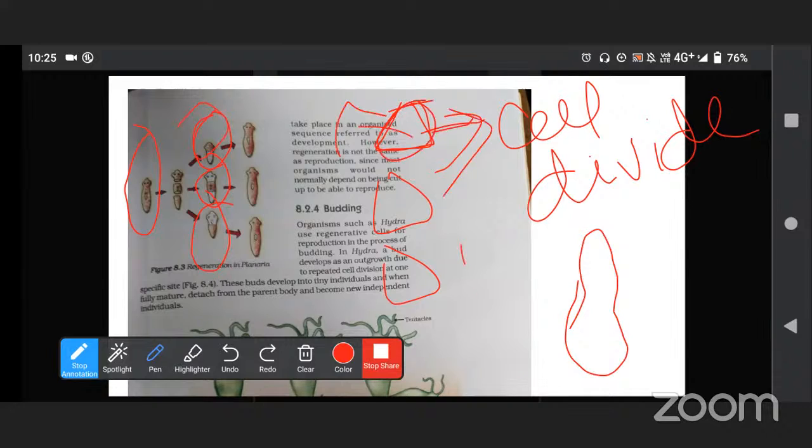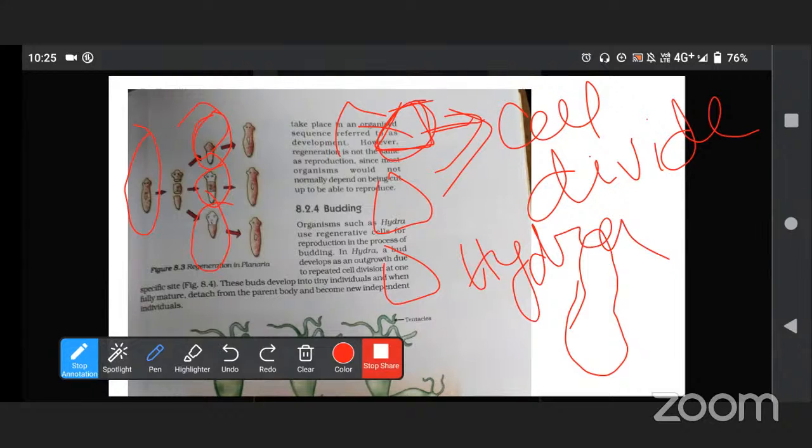For example, hydra and planaria generally grow by the process of regeneration. Regeneration is carried out by special cells. These cells proliferate and make a large number of cells. From this mass of cells, different cells undergo changes to become various cell types and tissues. These changes take place in an organized sequence referred to as development.